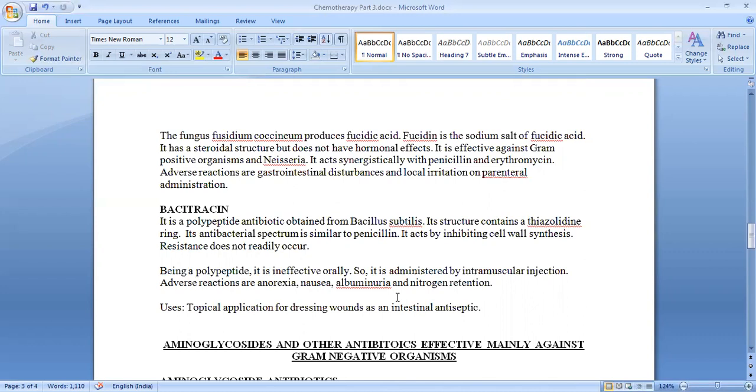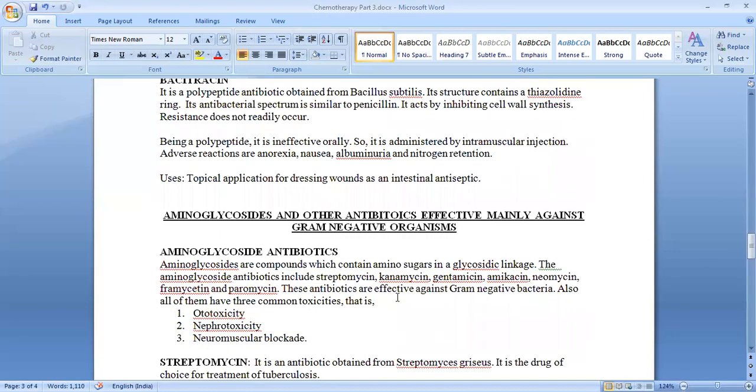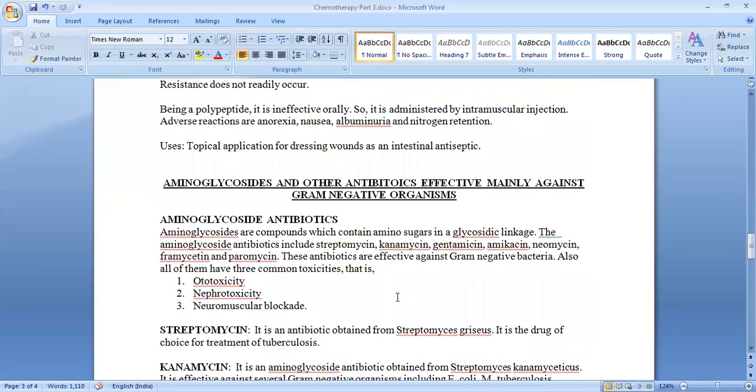But because it is a polypeptide in nature, it cannot be given orally because it will get degraded by the enzymes in the stomach. So, it has to be given by intramuscular injection. Either it has to be given by intramuscular injection, or it can be used topically to dress the wounds, or as an intestinal antiseptic. Then we come to the other category of antibiotics called the aminoglycoside antibiotics.